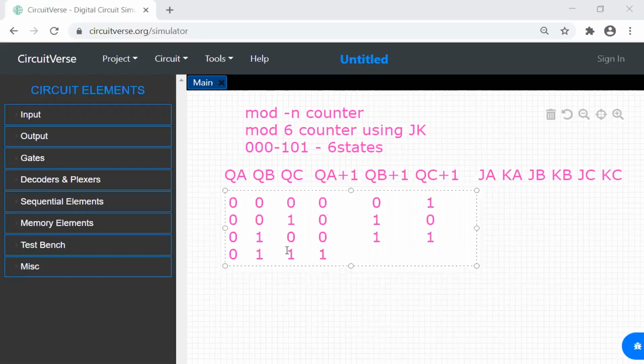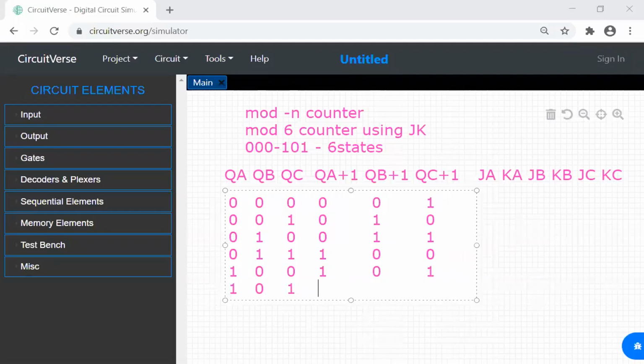Have I written the truth table correctly? 0, 0, 1, 0, 1, 0, 0, 1, 1. Correct. So if the present state is 0, 1, 1, the next state will be 1, 0, 0. Now if the present state is 1, 0, 0, next state will be 1, 0, 1. Now if the present state is 1, 0, 1, what will be the next state?